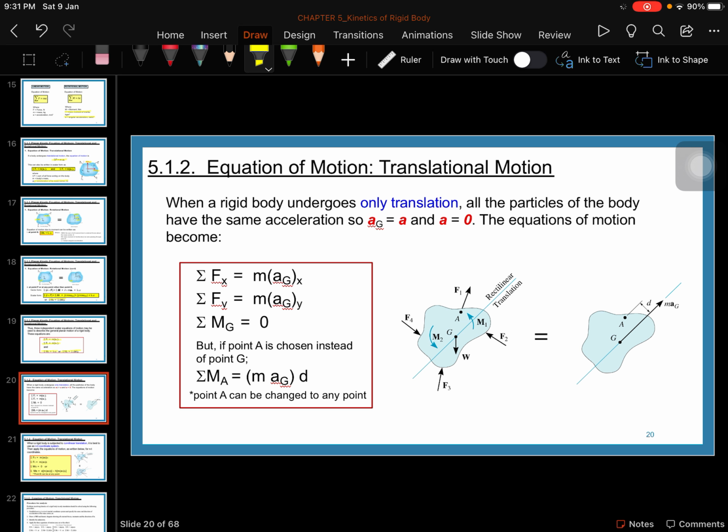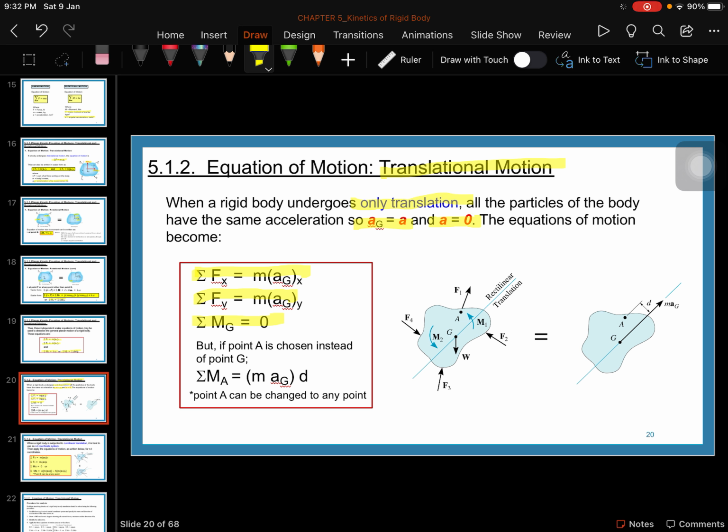Okay, next. Equation of motion for translational motion. So this is important. When a rigid body undergoes only translation, all the particles of the body have the same acceleration. So aG equals a and alpha equals 0. So the equations of motion become Fx equals m(aG)x, Fy equals m(aG)y, and the summation of MG equals 0.